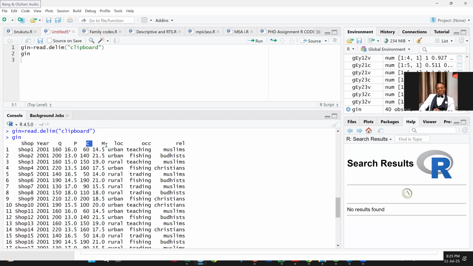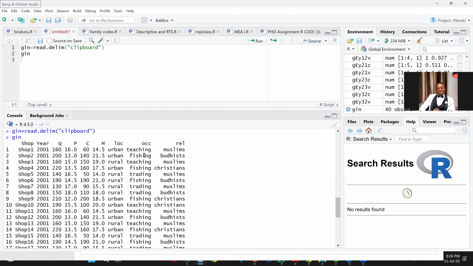Then you have M. M is the income, the average income of the people in the area. This can also affect quantity demanded. Then you have location, for example, where the shop is located. Whether the shop is located in an urban area or rural area will determine how much akpeteshi will be bought. Then you have occupation.